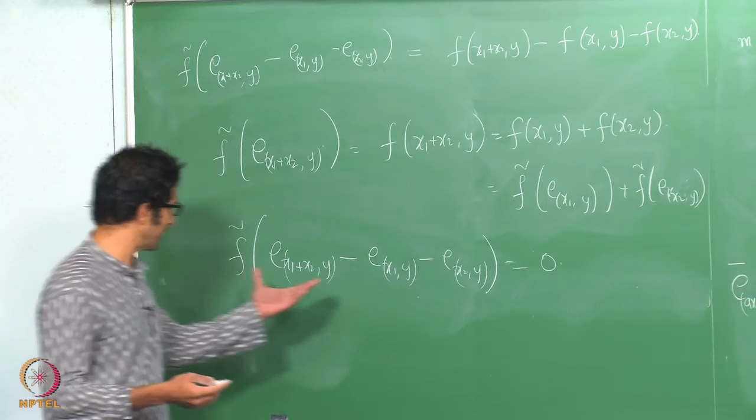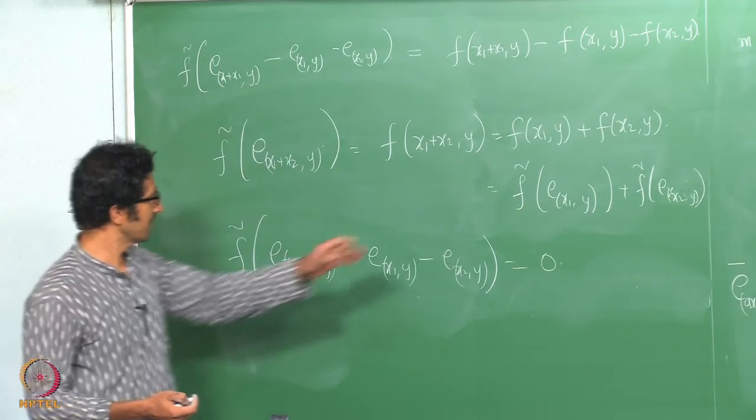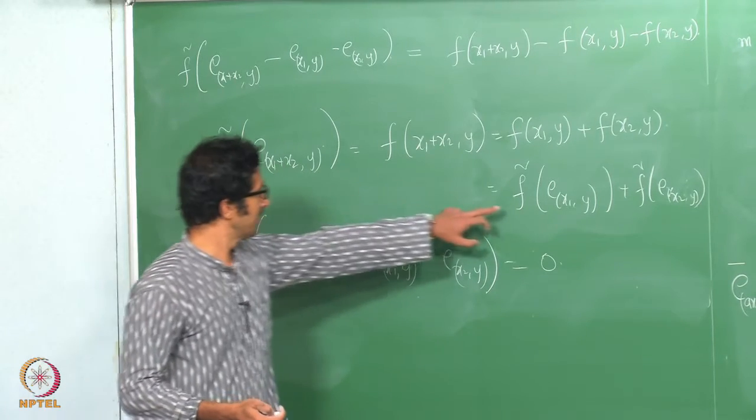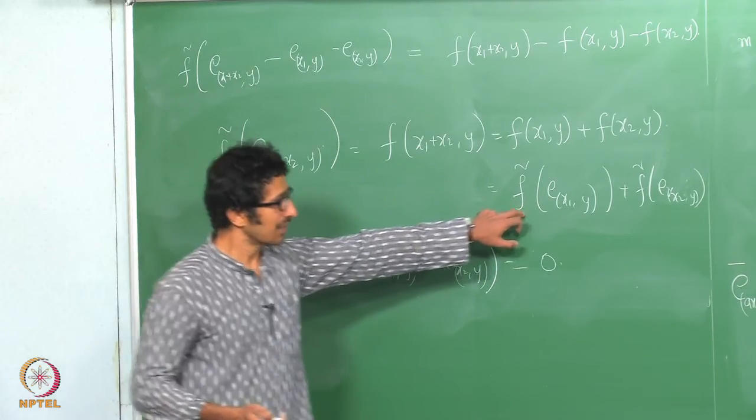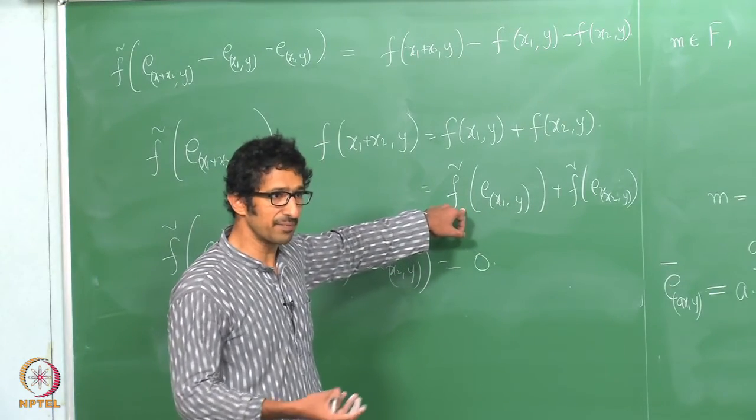I am not saying this need not be 0. You are taking that to the left hand side, then taking the minus inside, and F tilde is, by definition, linear. That is how I am defining F tilde.